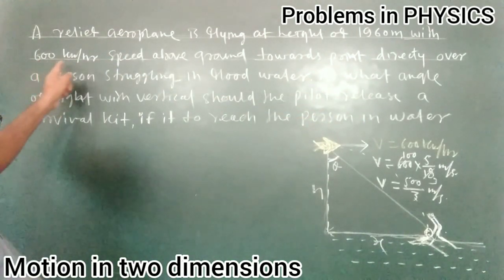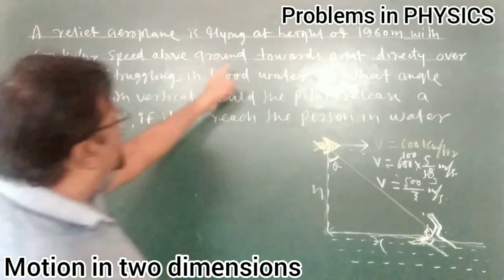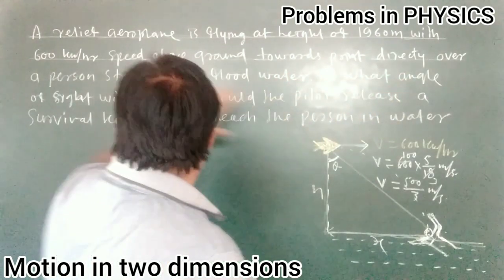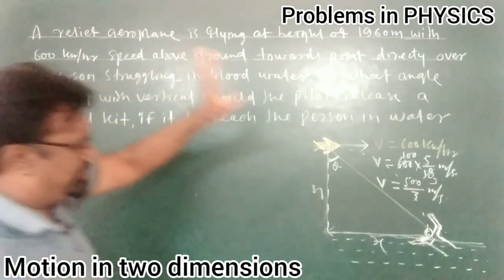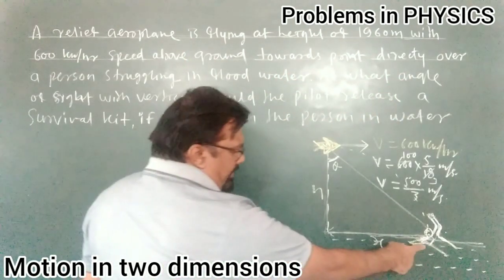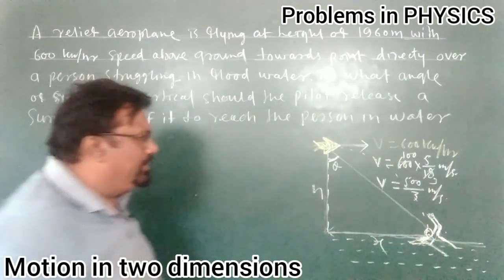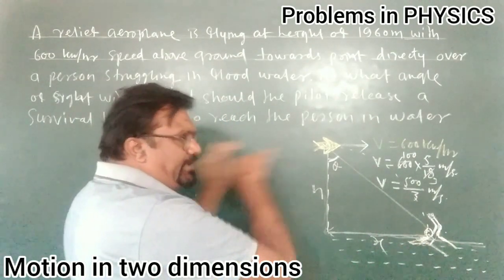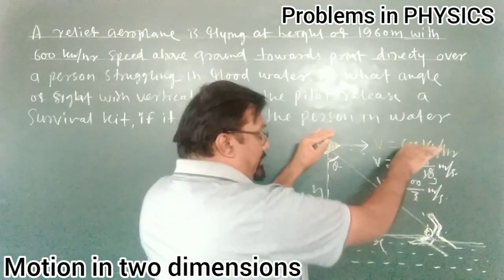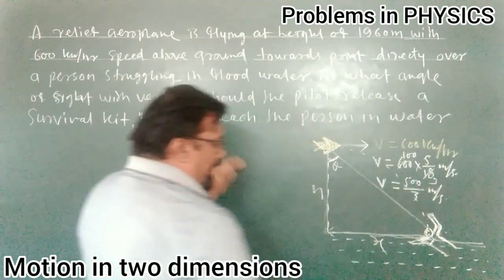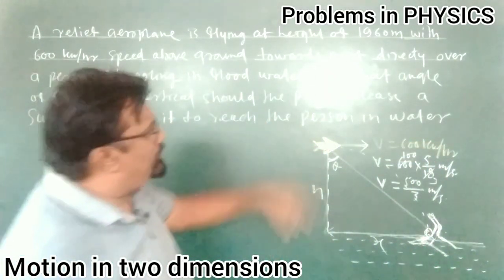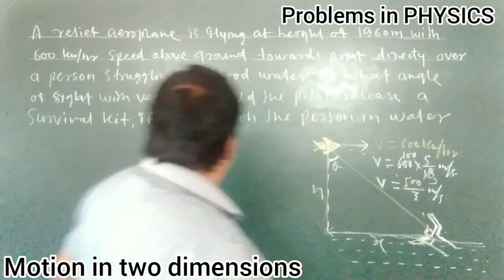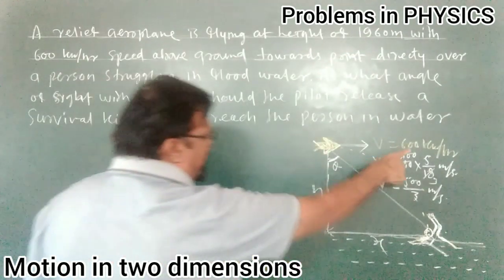speed of 600 km per hour above the ground towards a point directly over a person struggling in flood water. There is a person struggling to survive in flood water. This aeroplane is flying directly to the point which is over that person, and that aeroplane is at a height of 1960 meter and speed is 600 km per hour.